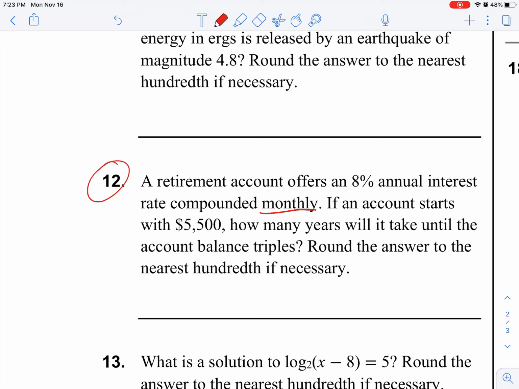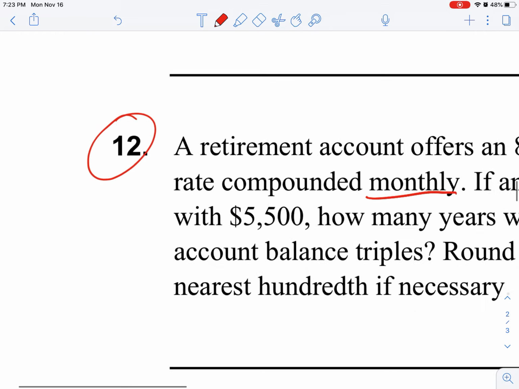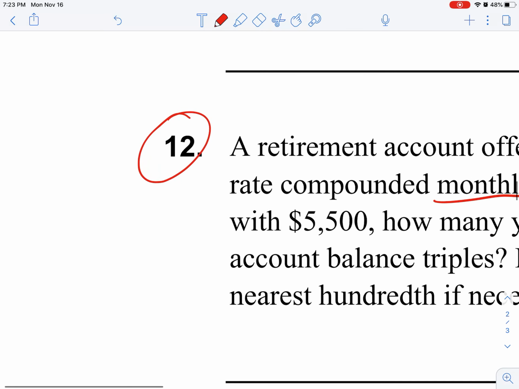So this is our compound interest equation. This is an equation that I will give you. That equation is A equals P, which is your principal, times 1 plus your rate divided by N. N is the number of times compounded yearly. And then T is in years.